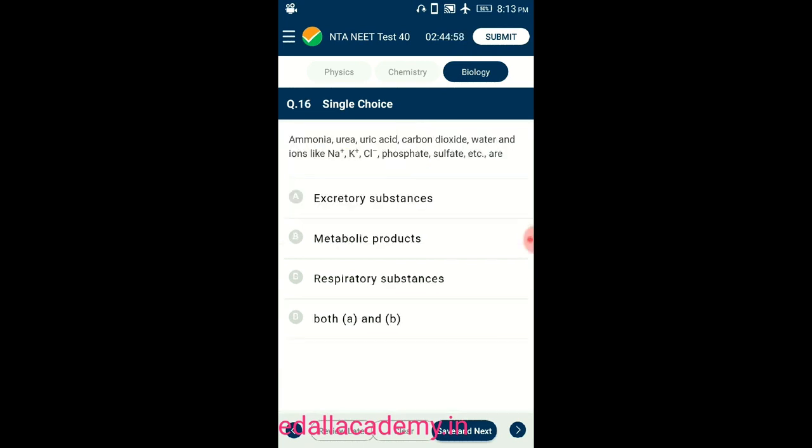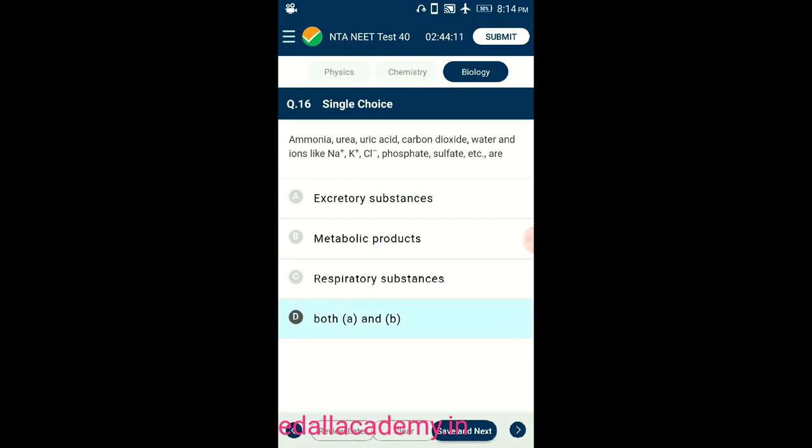Question number 16. Ammonia, urea, uric acid, carbon dioxide, water and ions like sodium, potassium, chlorine, phosphates, sulfates, etc. are. Animals accumulate ammonia, urea, uric acid, carbon dioxide, water and ions like sodium, potassium, chlorine, phosphate, sulfate, etc. either by metabolic activities or by other means like excess ingestion. These substances have to be removed totally or partially. So the answer for this question is both A and B.